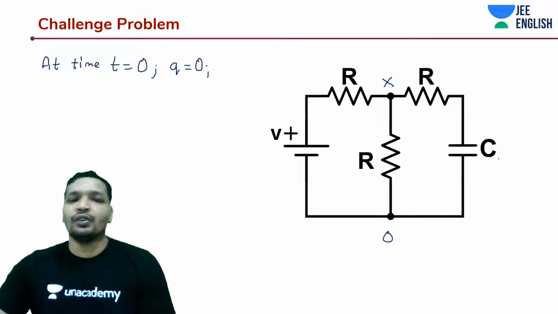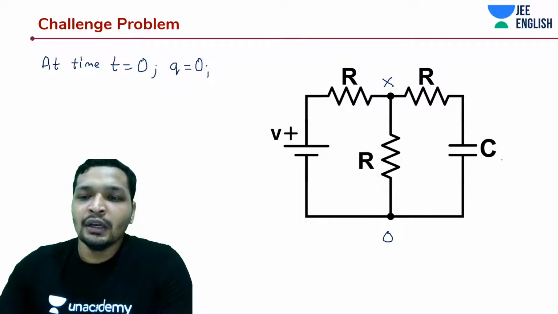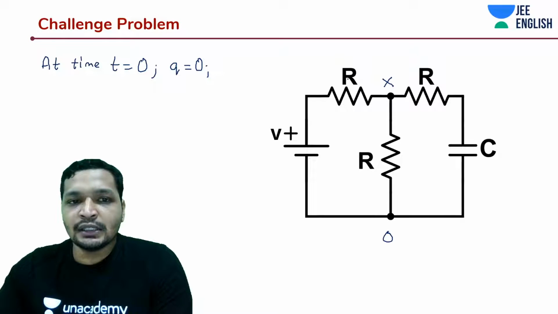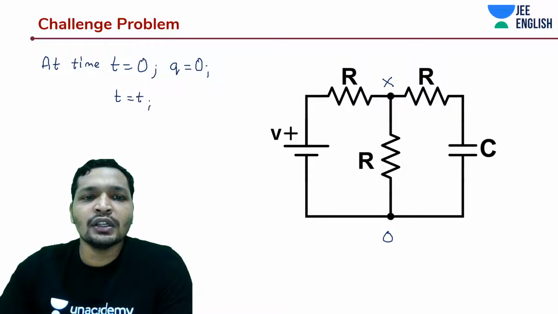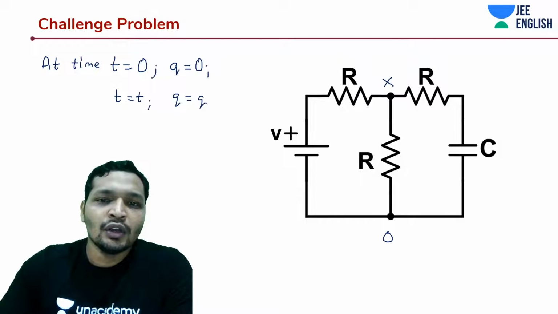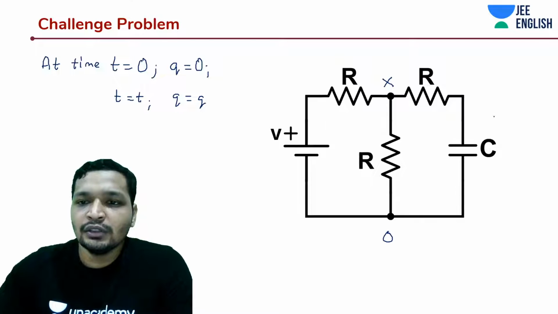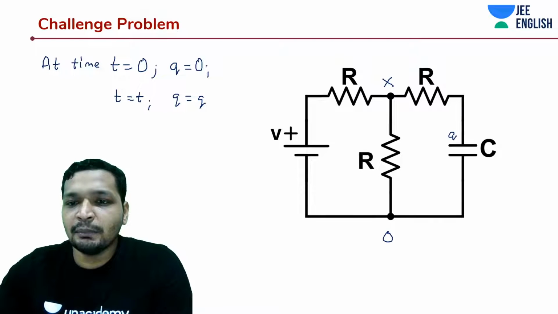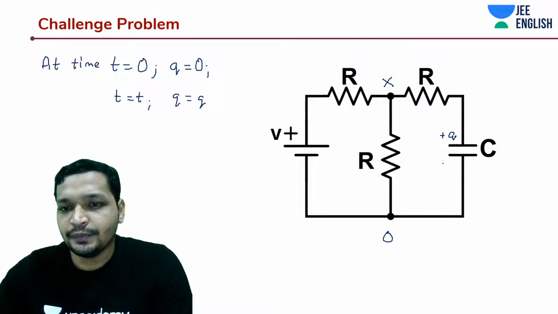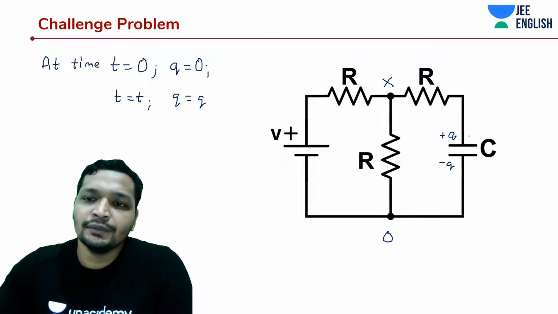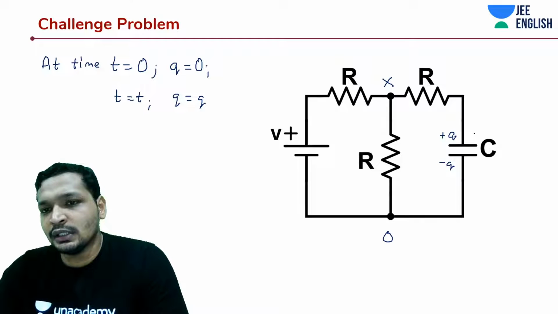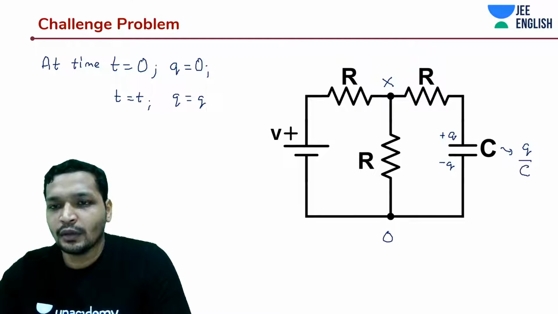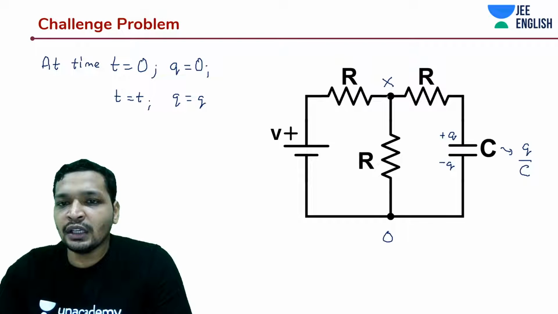So q naught is C times something, we'll see what is q naught. We don't require q naught at all, but anyway, at time t is equal to 0, q is equal to 0. At time t is equal to some t, let's call q is equal to some q. What is the current? So if charge q has been built up across this, what is the potential drop on this capacitor? Q by C, and what is the potential over here? X.